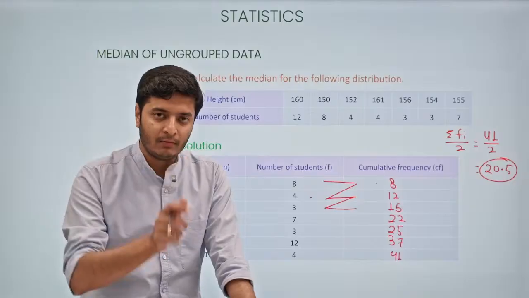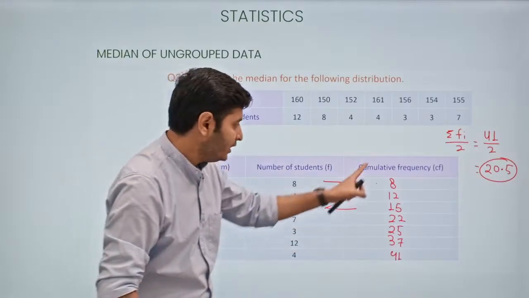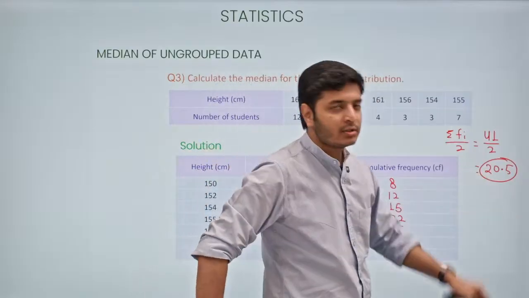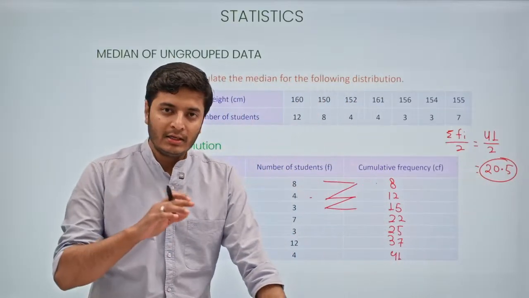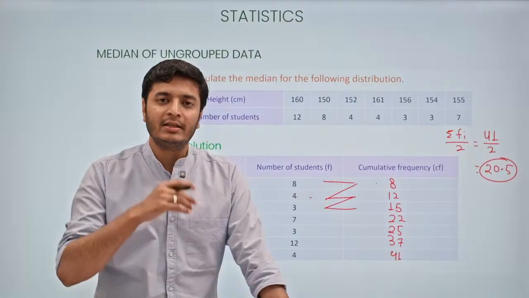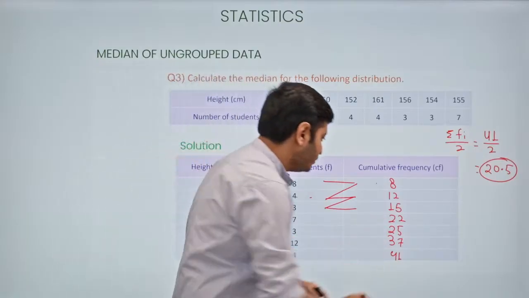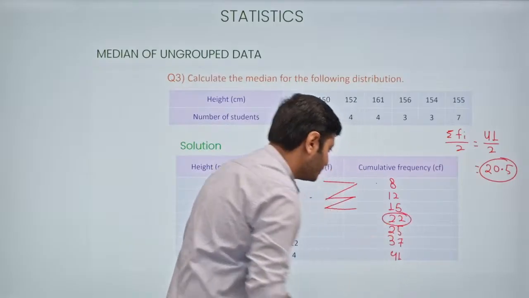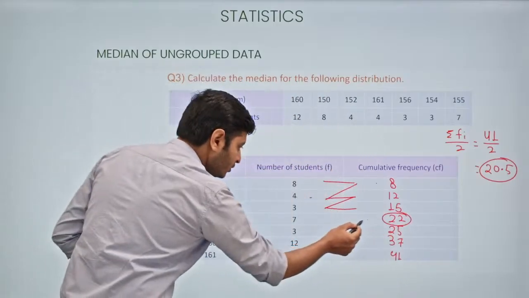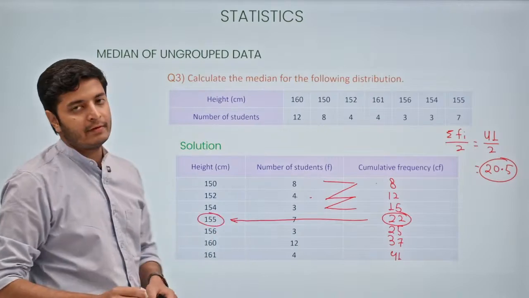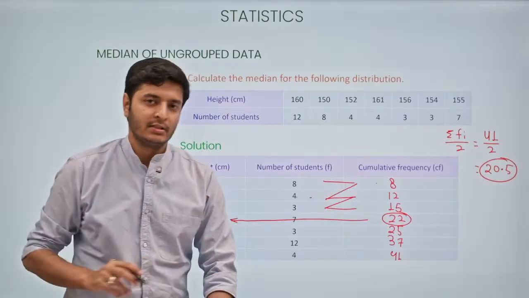It can be equal to or it can be greater than in this column. So 22 is the value which is closer to 20.5. It is not equal to, but it is the nearest, closest and greater value than 20.5. So you are gonna mark this, circle this, and you are gonna look against which observation it is. So 155. So 155 is your median of this data set.